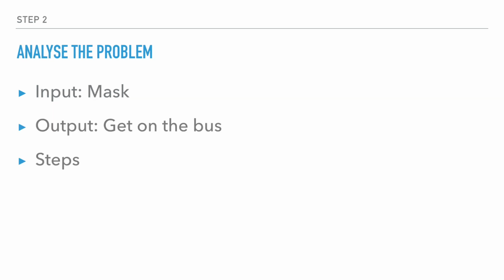So let's analyze the problem. The problem is that Kurt needs to get on a bus. But in order to do so, he needs to have a mask, and he does not have one. So therefore, our input is a mask. Our output is getting on the bus. That's what we're trying to get to. That's what we're trying to achieve. And then as we look at our possible solutions, we will fine tune it, and then we'll come up with a set of steps.